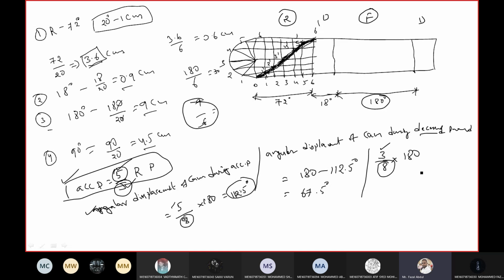So sir, if it is difficult for us to calculate the second one, we can easily do it by subtracting the first value from 180 degrees, and we will get this 67.5 value. Okay. Now another value. What is the other value?